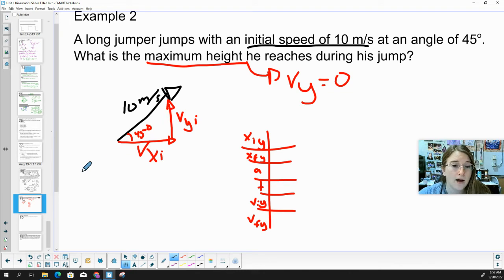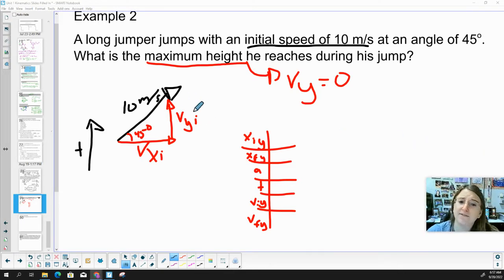Since I'm going up, I'm going to choose up to be positive. I could choose down to be positive, but because I have an initial velocity upwards, I'm going to choose up to be positive. So we do need to find this initial velocity. Take a second, do the trig.